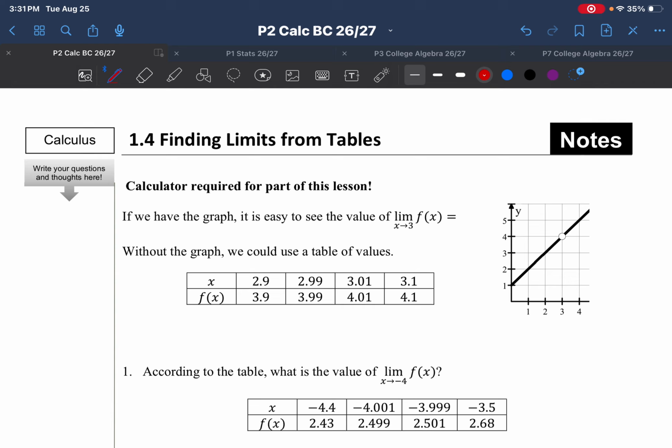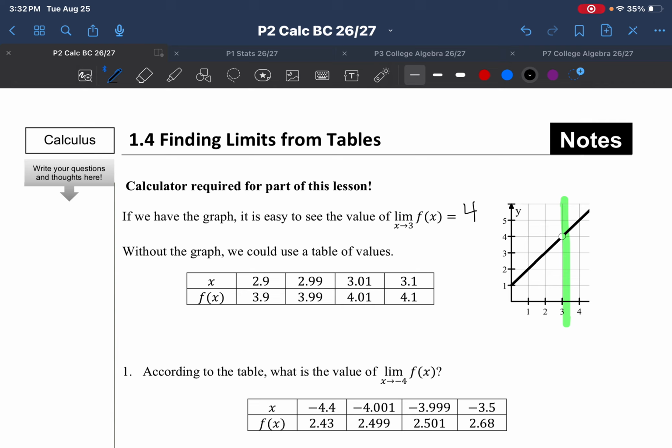So this one says if we have the graph, it is easy to see the value of the limit as x approaches 3 of f of x. Looking at the graph, here is 3. I look from the left and I look from the right, and they are both approaching 4. So my answer is 4.